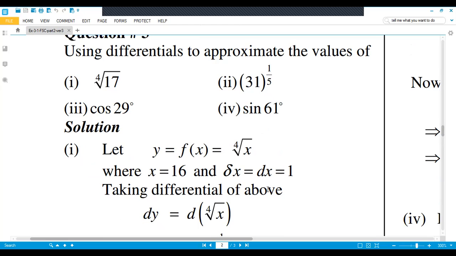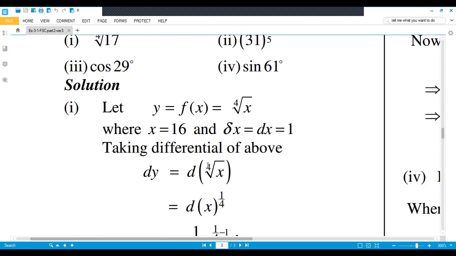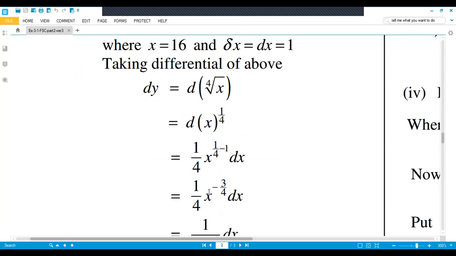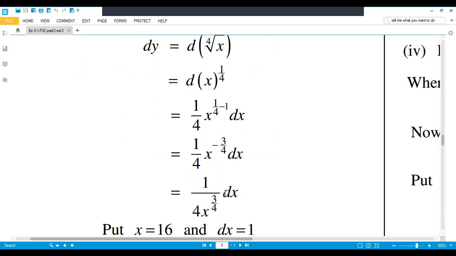Now taking differential of the above equation, first we suppose let y is equal to f of x, which is the fourth root of x. So x is 16 and delta x or dx is 1. Now taking differential of the above, what we get is dy, and here the power is 1 over 4, so it will come in the coefficient, 1 over 4, and from the power we subtract 1, 1 over 4 minus 1 dx, so that is minus 3 over 4.